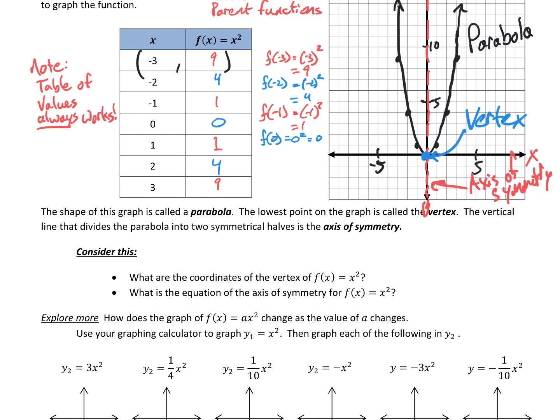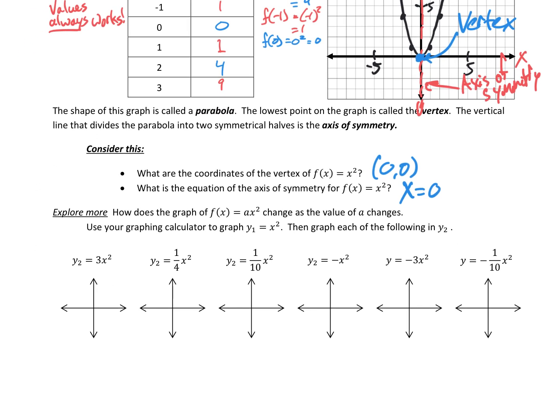All right. Now notice this. What are the coordinates of the vertex of this graph of f of x equals x squared? Well, it's at 0, 0. So it all starts at 0, 0. And then what's the axis of symmetry? Well, this is a vertical line. The equation of a vertical line is x equals 0. That is the equation of that vertical line. It's describing a line. That's a linear equation.